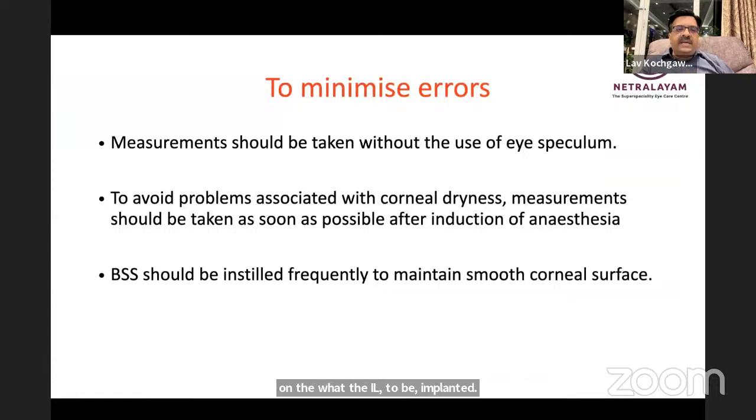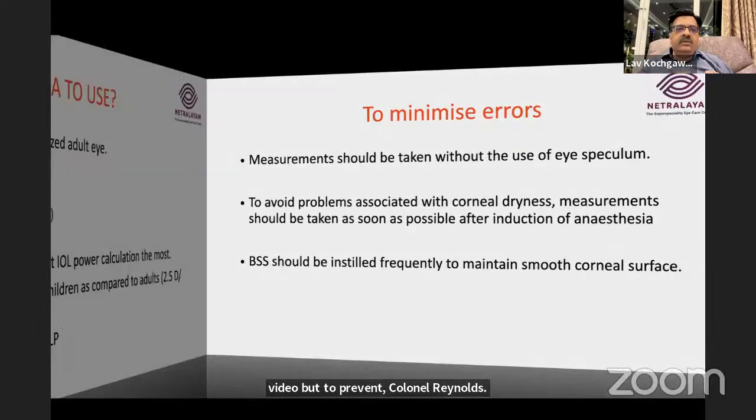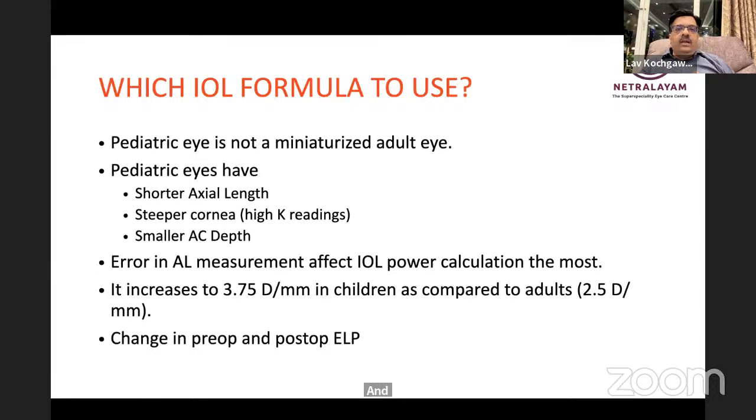So to minimize the errors, the measurement should be taken without the use of an eye speculum, as we saw in the video, but to prevent corneal dryness, BSS should be instilled frequently. After doing this, what formula should be used? Unfortunately, in pediatric cataract, we are still not there in terms of accuracy as compared to adult cataract. The reason being that these are shorter length eyeballs with steeper cornea and higher K readings, and the K reading, especially in the first 2 years, changes very fast.